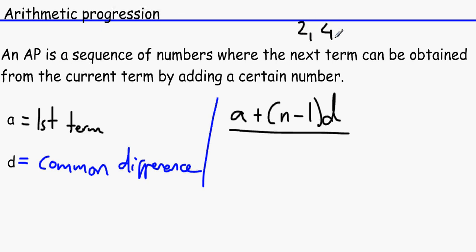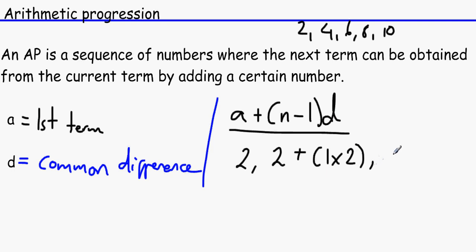Let's use that: 2, 4, 6, 8, 10. The first term is 2. The second term is the first term plus 1 lot of the common difference, which is 2. The third term is the first term plus 2 lots of the common difference. The fourth term is 2, the first term, plus 3 lots of the common difference. When I mean 3 lots of the common difference, I mean 3 times 2.